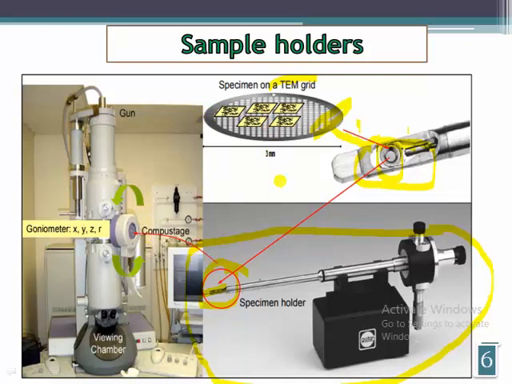After we apply the sample on the TEM grid, what do we have to do? We have to introduce this tip over here. This is the goniometer, this part. We have to introduce our specimen holder over here, and there will be a vacuum lock. It's locked by vacuum. So this is how it's arranged and how it looks.